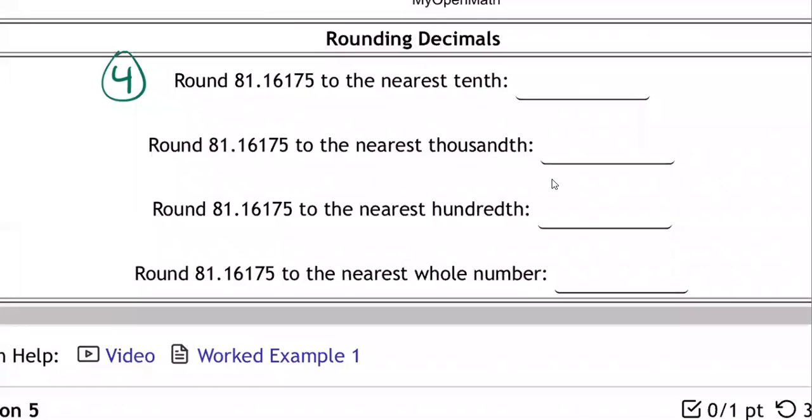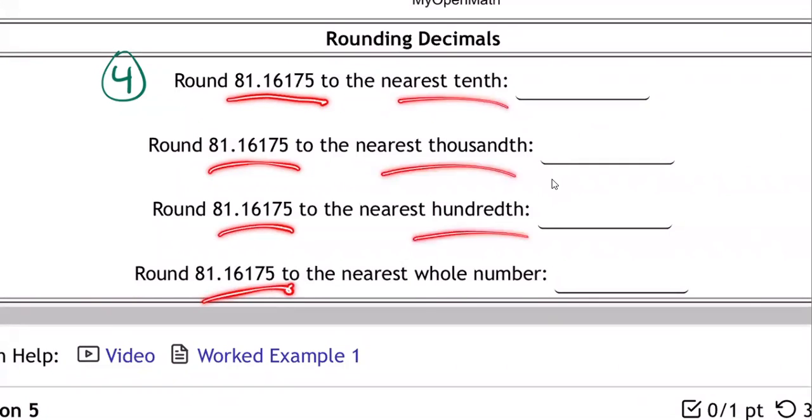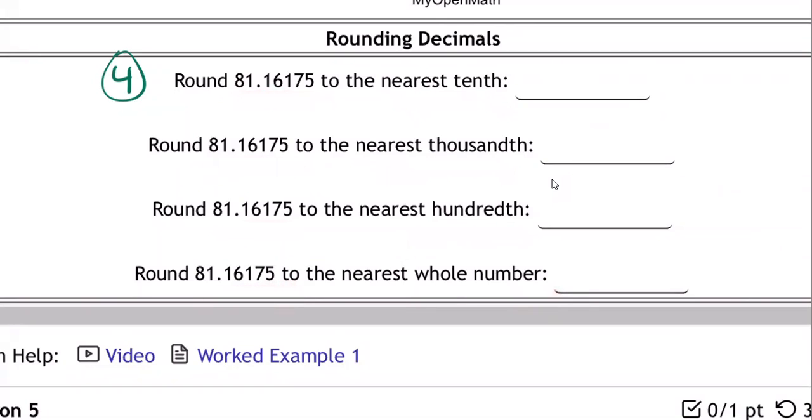They give us this number, 81.1675, and they want us to round it to the nearest tenth, thousandth, hundredth, or whole number. So remember how rounding works? You want to go to the nearest number, like which number is it around? Which number is it closer to?